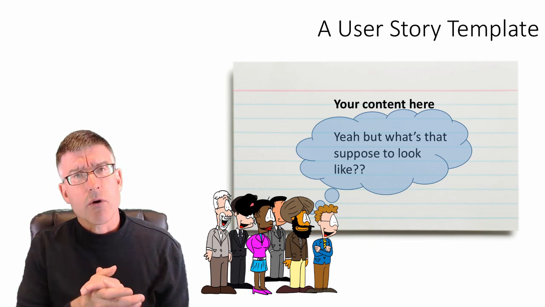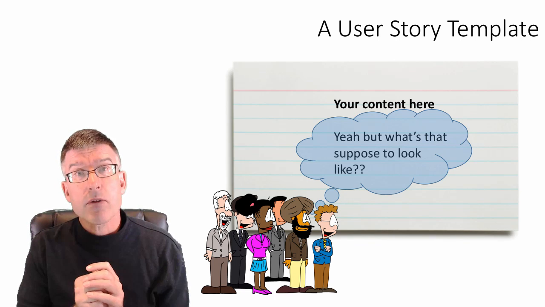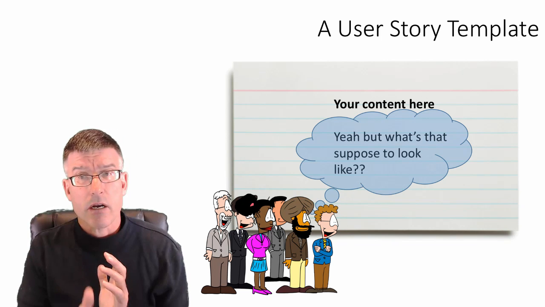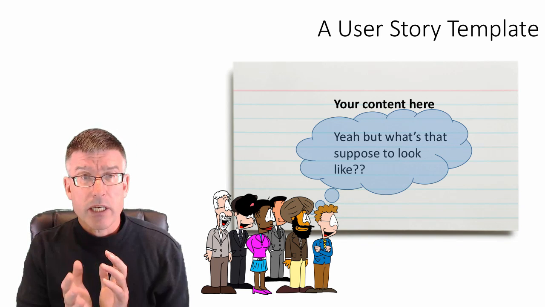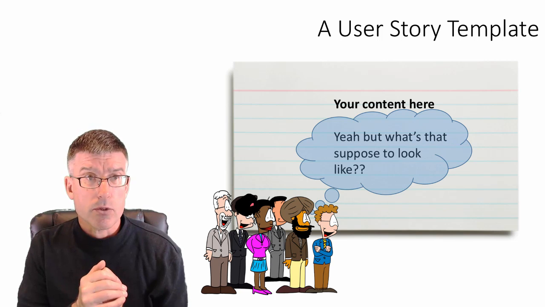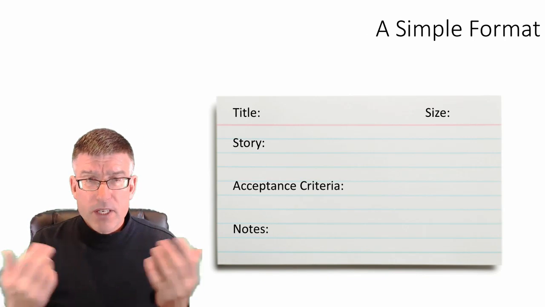Well, I'm not sure in your organization, but there's a lot of specific information you may want to track with the user story. But what I'd like to do in this topic here is at least give you an explanation for the minimum amount of information you're probably going to need to carry with a user story. So a very simple template. So here's what I would suggest.